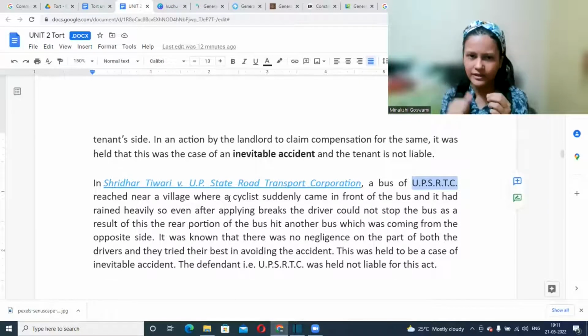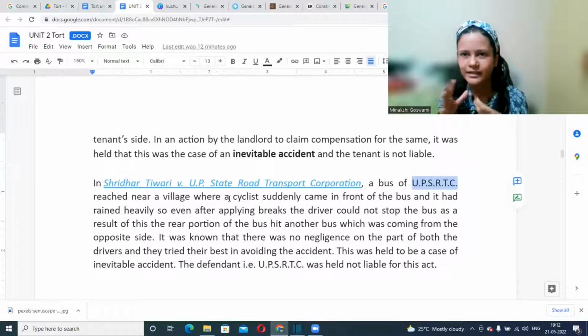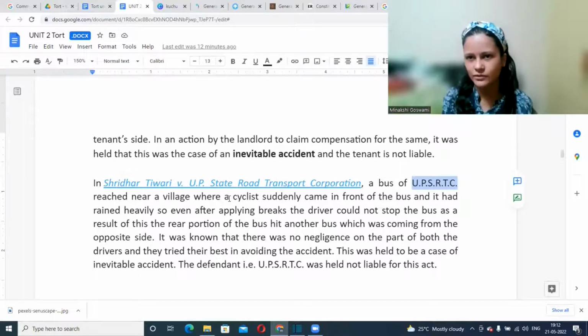The driver tried to apply the brake. It somehow did not stop. As a result, the bus hit another bus. There were two buses and one cyclist. In order to save him, the two buses hit one another, and this accident took place because the road was not proper. It was raining already, the road was narrow, and all of this happened. So the situation itself was such that even after applying the brake, it did not work out, and an accident took place.